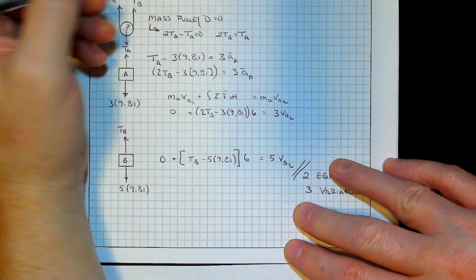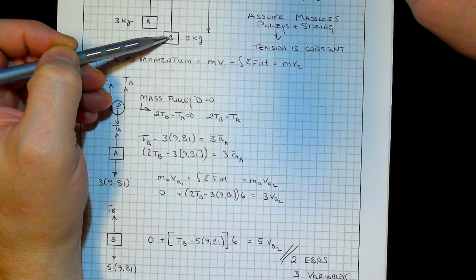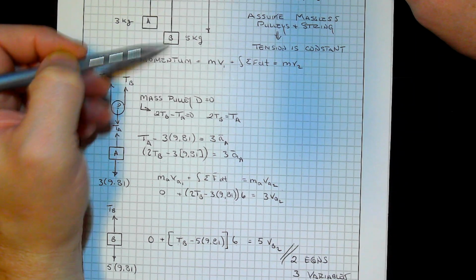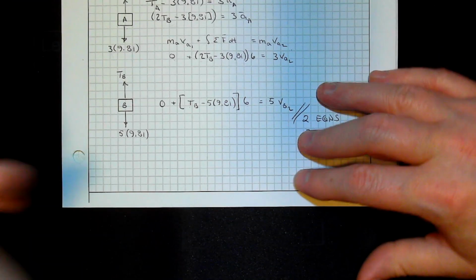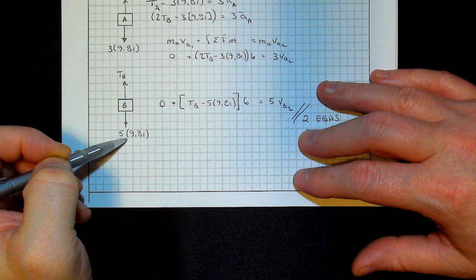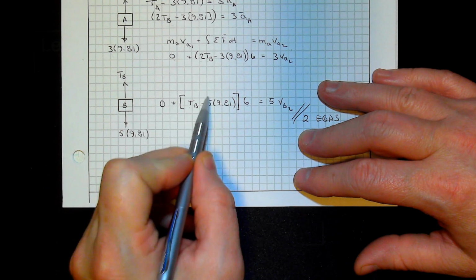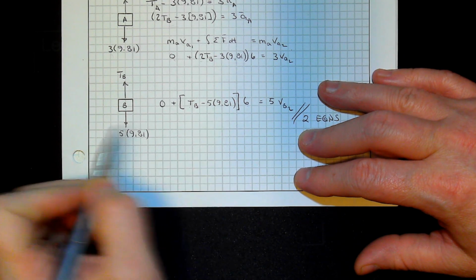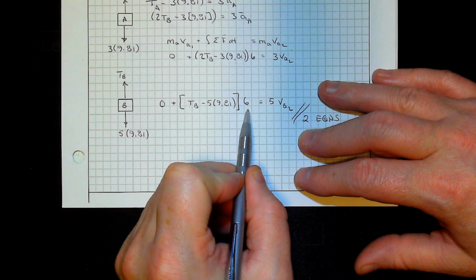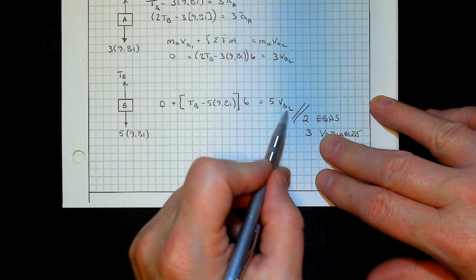So let's see, bring that down here. So here's box B. We have the tension coming up, the weight going down. So we have TB minus its weight. Same idea. Starts from rest, summing the forces, TB minus the weight of the box. 6 seconds, simple integration, equals 5 VB2.